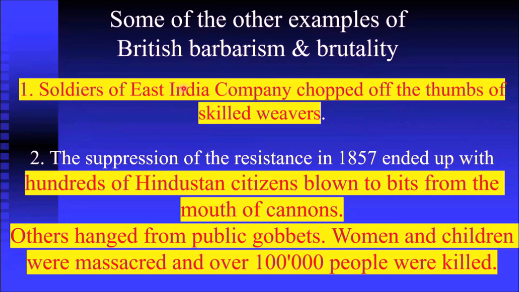1. Soldiers of the East India Company chopped off the thumbs of skilled weavers so that they couldn't practice the craft which they knew, and thereby the whole textile industries were destroyed. 2. The suppression of the resistance in 1857, which ended up with hundreds of Hindustan citizens blown to bits from the mouth of cannons. Please note, people blown to bits from the mouth of cannons, and others hanged from public gibbets. Women and children were massacred, and over 100,000 people were killed.